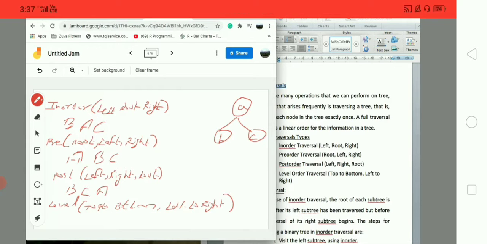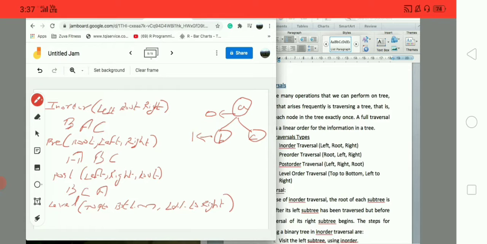And level order, so it travels from top to bottom and left to right. So here we have 2 levels. We already know what is level and we discussed this thing in previous videos. So it is level 0 and it is level 1. So from top to bottom, so it travels from top to bottom level. And what is the topmost node?